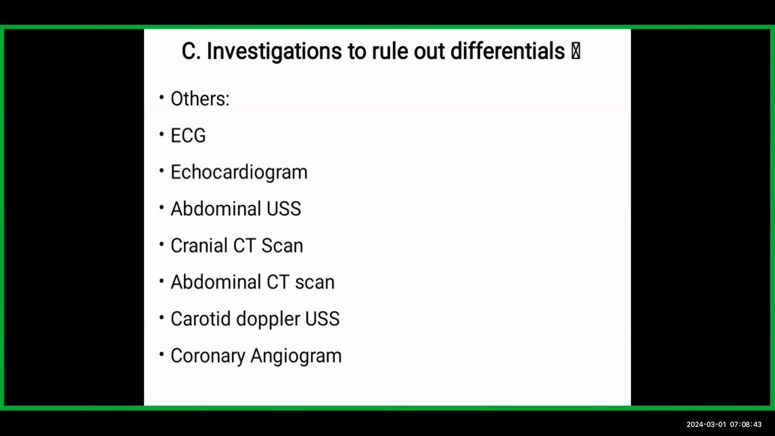Echocardiogram when there are vegetations, especially in the setting of infective endocarditis. Of course, you need an echocardiogram to make the diagnosis, to clinch the diagnosis of aortic dissection. An abdominal ultrasound scan will also be important, especially in the setting of acute pancreatitis.